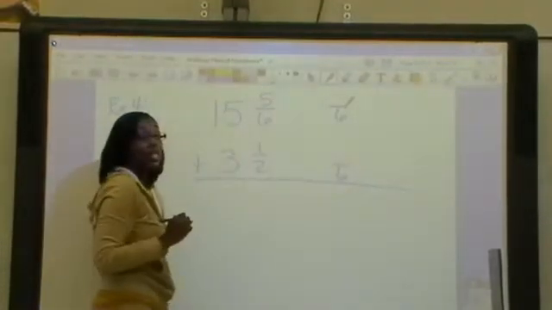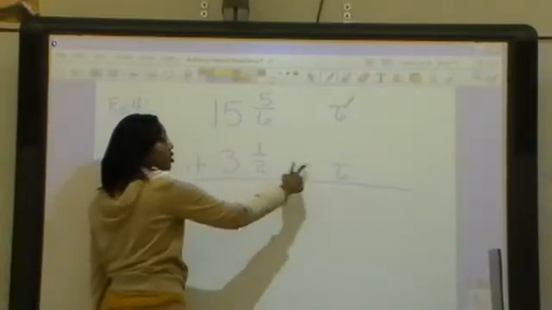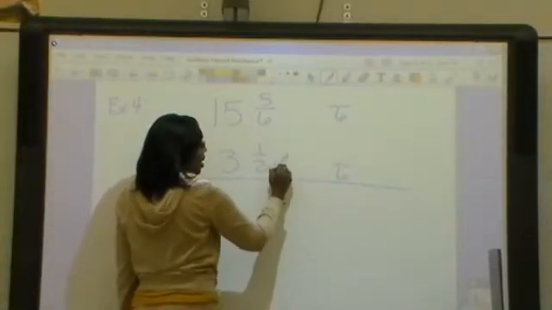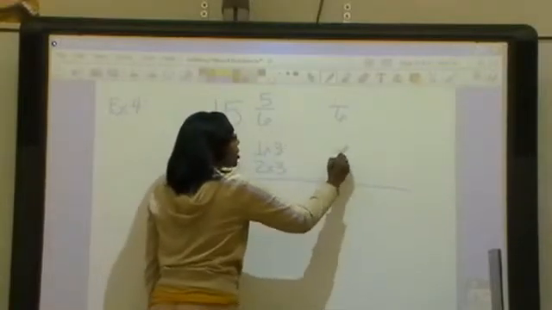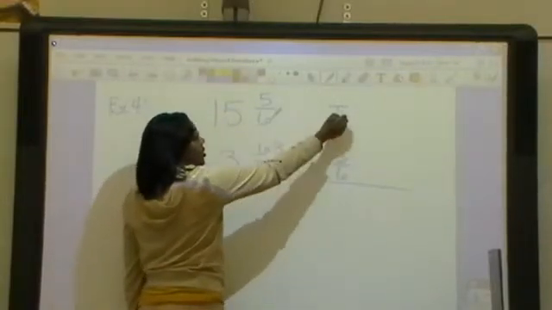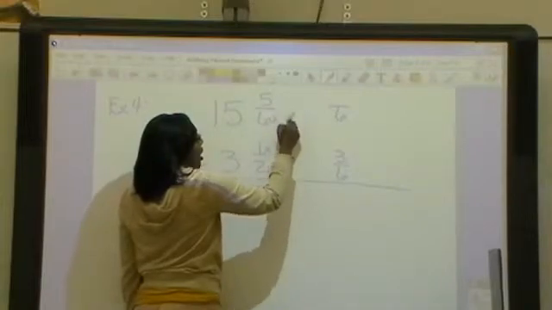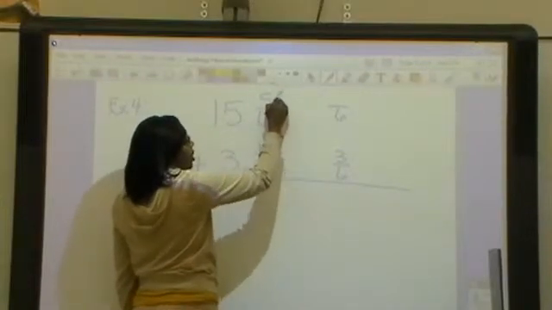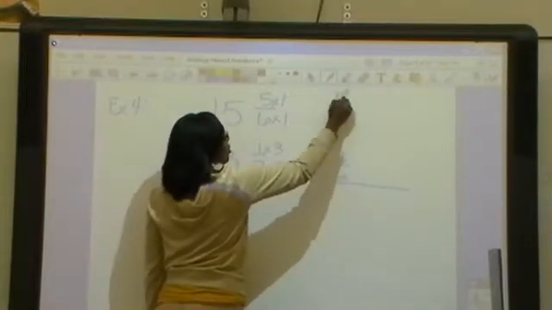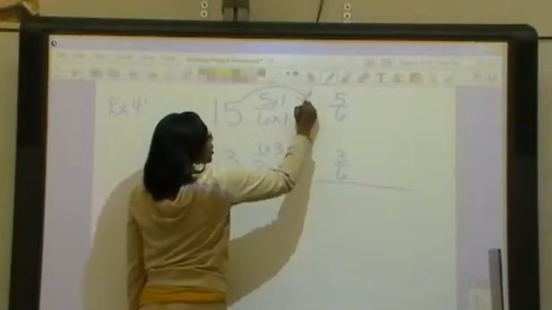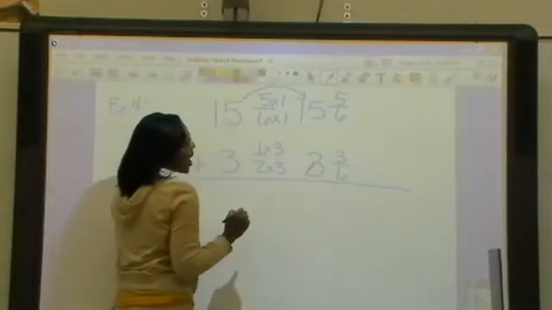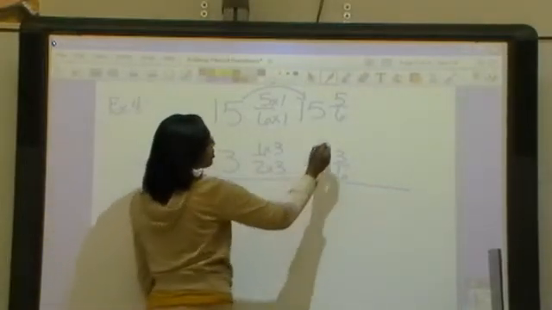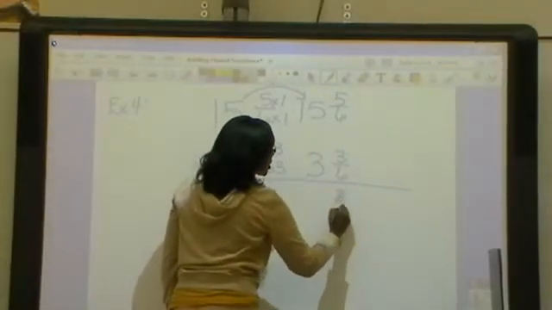Common denominator is 6. So now we're going to see how do we get from 2 to 6? Well, we multiply by 3. Whatever we do to the bottom, we're going to do to the top. Again, seeing how do we get from 6 to 6? Whatever I do to the bottom, I multiply the bottom by 1. So now I'm going to multiply the top by 1. I'm going to put my whole number back in front. When I add these together, it's going to give me 8/6.